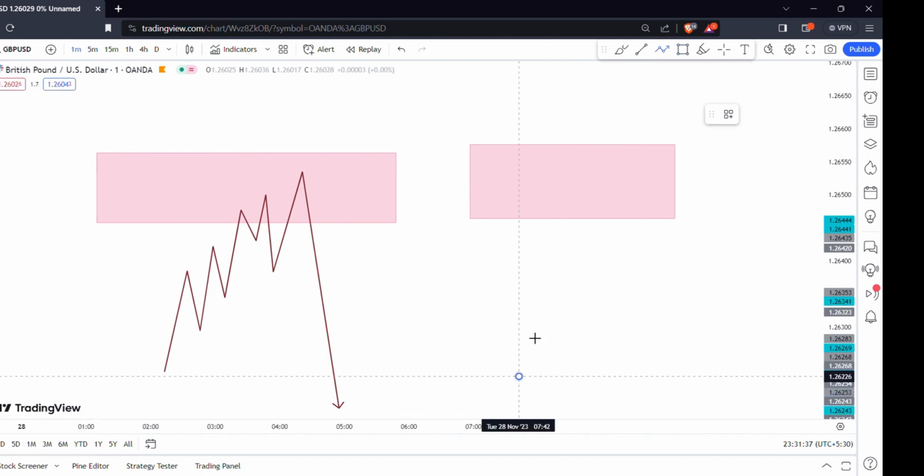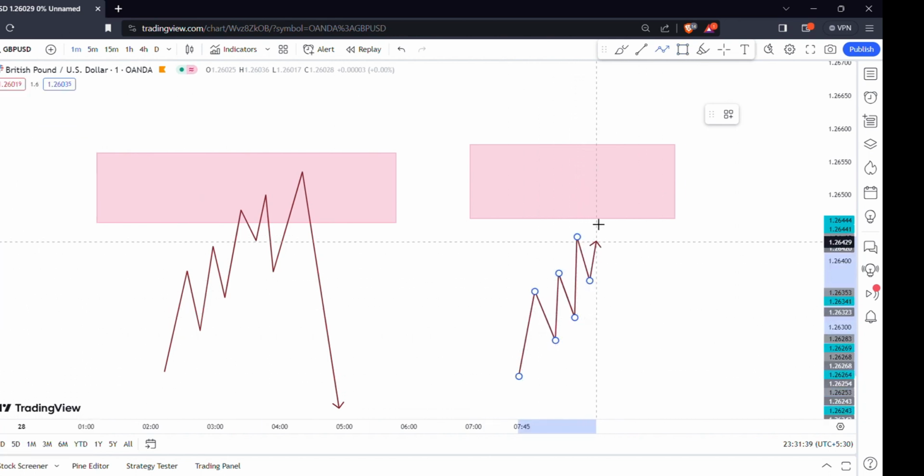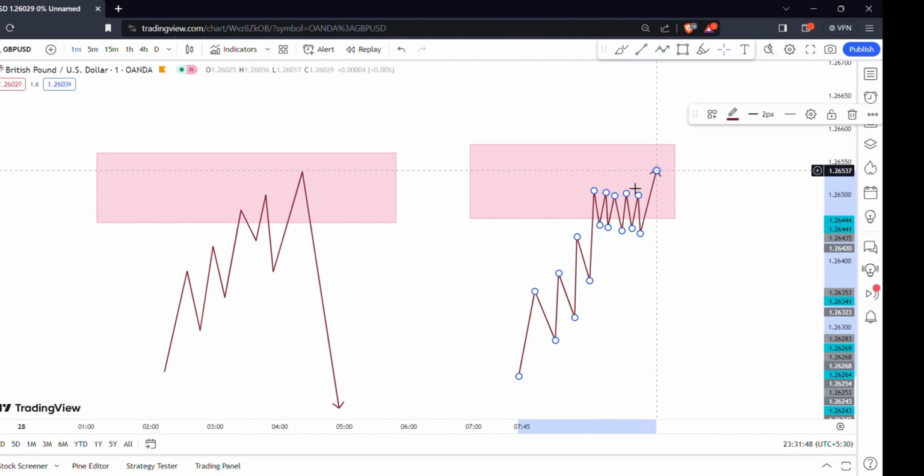Let's say the price will build up the orders. It will build up a lot of order liquidity. Now the retail people will think after a break of the structure, the market will go up. This is completely false.